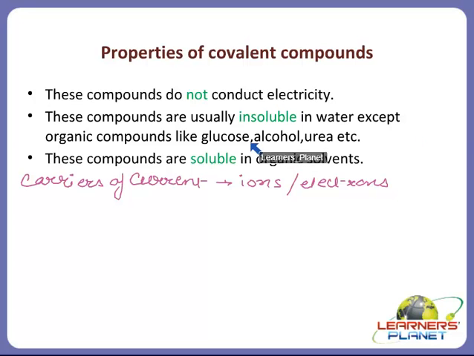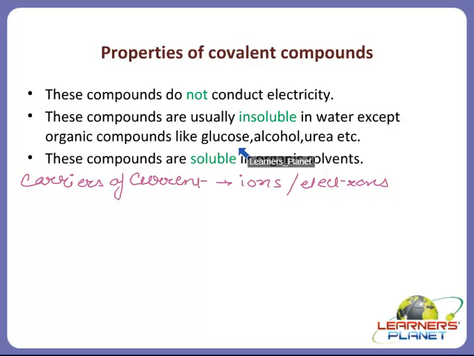Now these glucose, alcohol and urea are also covalent compounds. But these are organic compounds, and all the organic compounds are to some extent soluble in water because of the formation of hydrogen bonds. So for a compound to be soluble in water, it should form a hydrogen bond or it should form a compound with water, right?